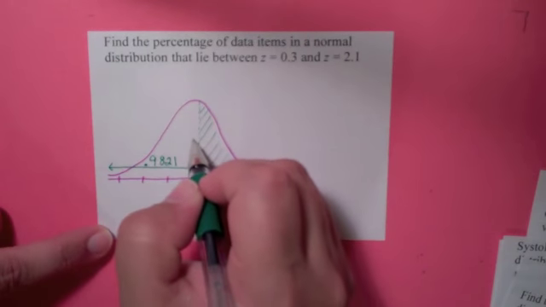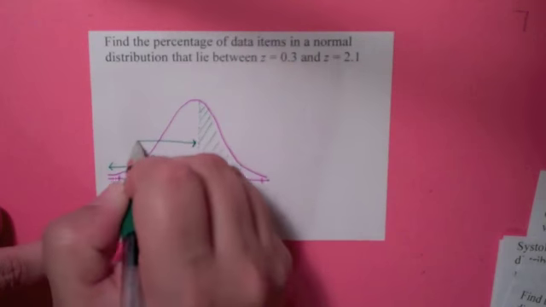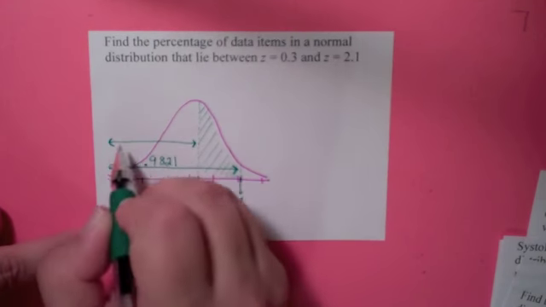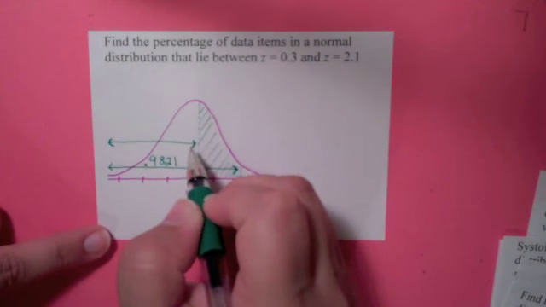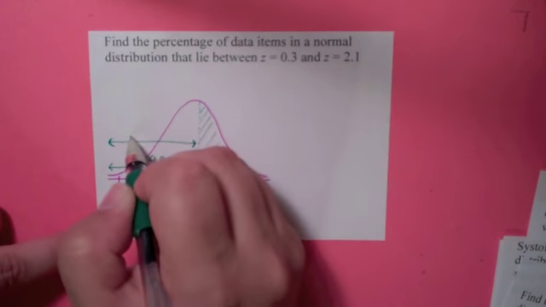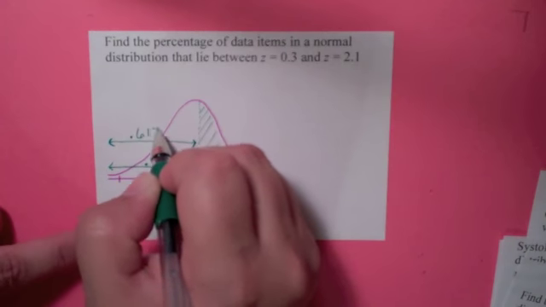Okay? Now I'm going to look up 0.3 in my table. And remember, when I look up 0.3 in my table, it's going to give me the area to the left of 0.3, which is this part. Well, if you look up 0.3, you get 0.6179.